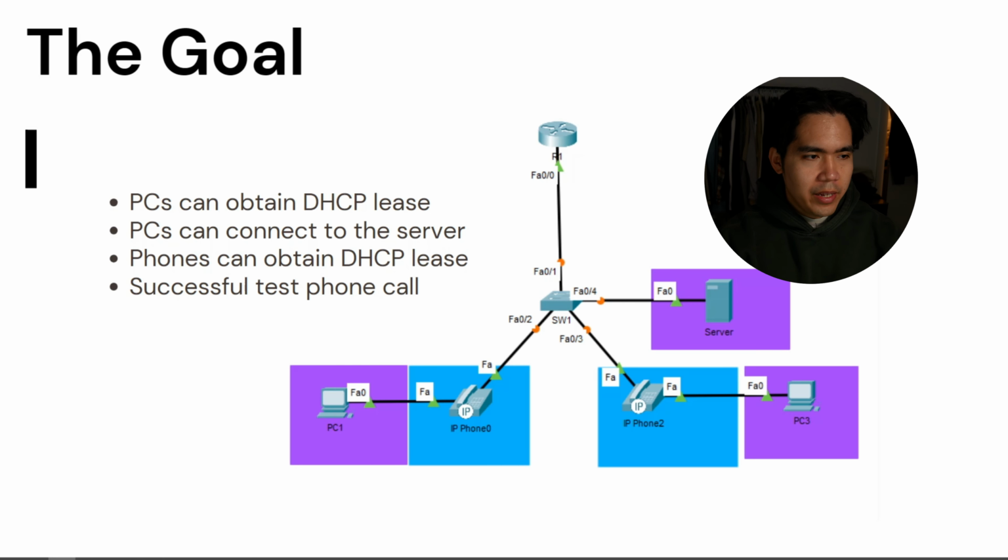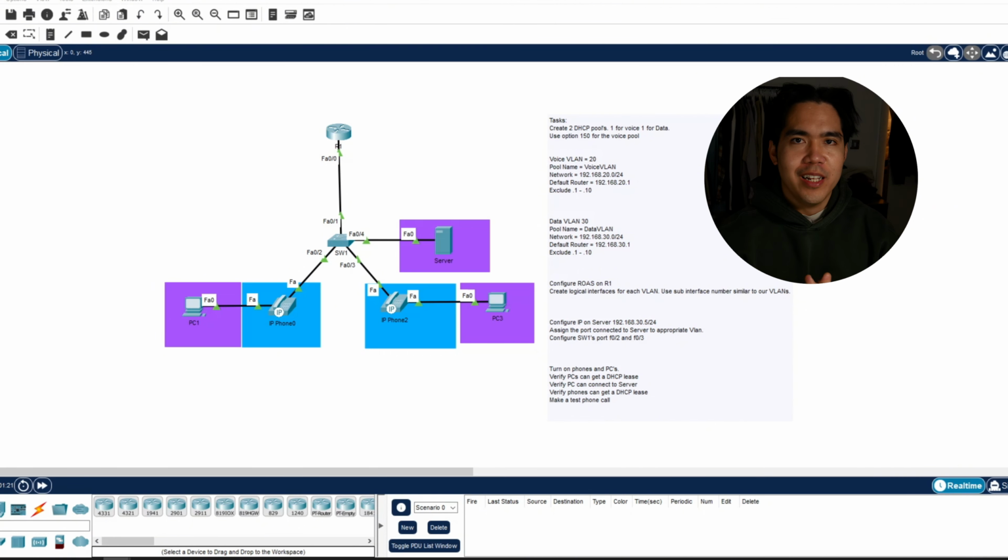So our goal here, by the end of this lab, your network should be able to verify that your PCs, these two, can obtain a DHCP lease. Your PC can connect to the server. We'll be using the web browser on Packet Tracer here. You need to verify that the phones can obviously get a DHCP lease as well. And the last one, we'll do a test phone call where we use this phone to ring this phone, and we'll use this phone to answer that phone call. All right, let's do this.